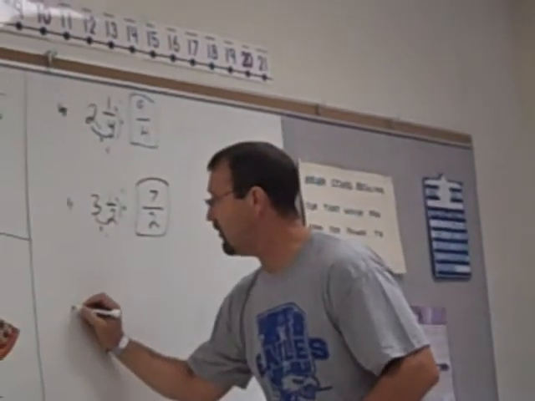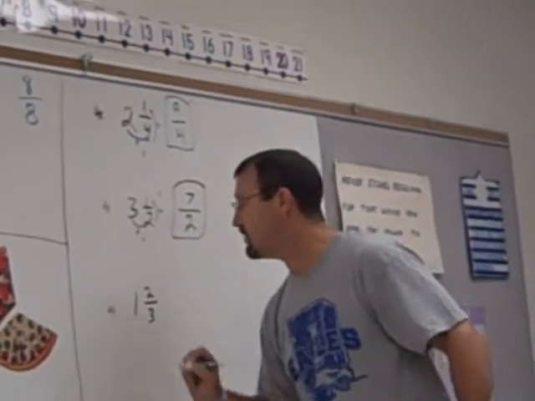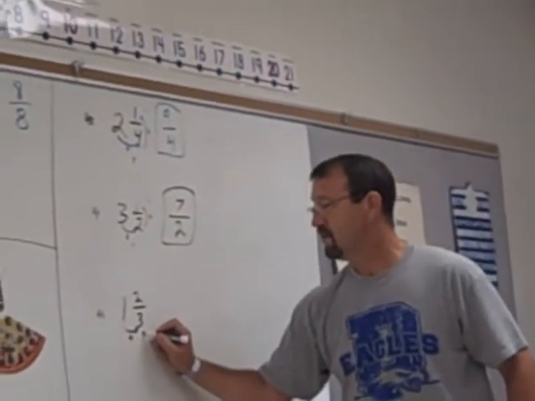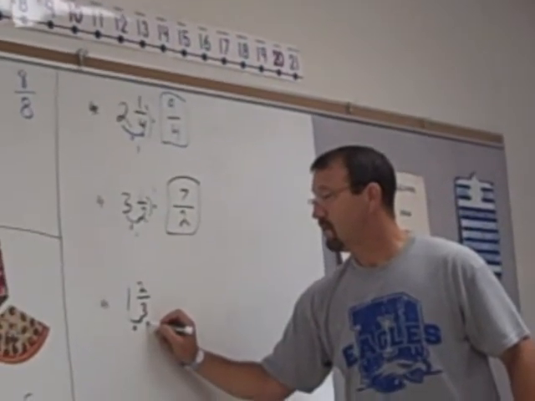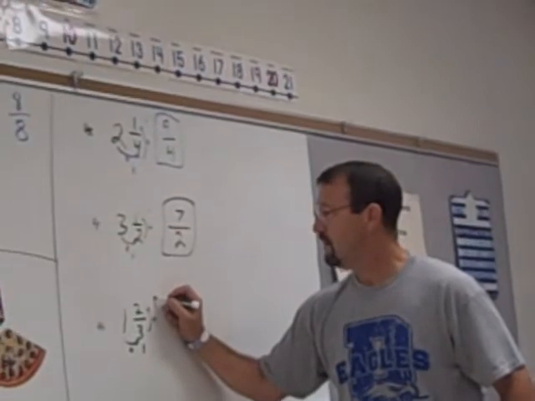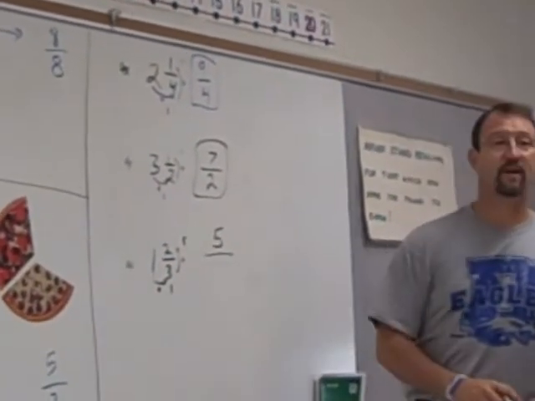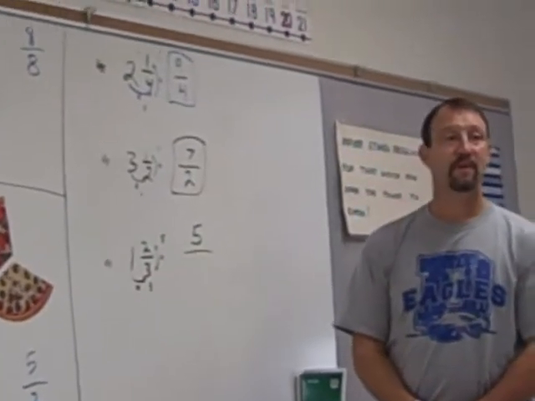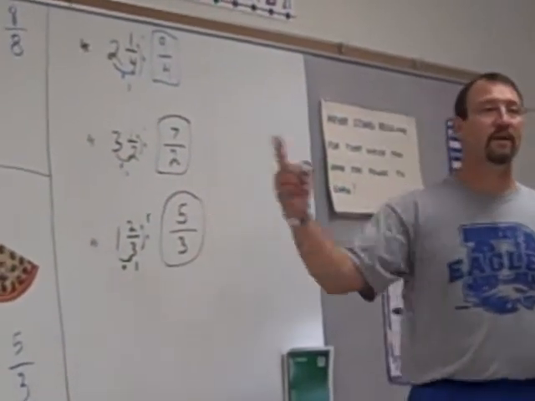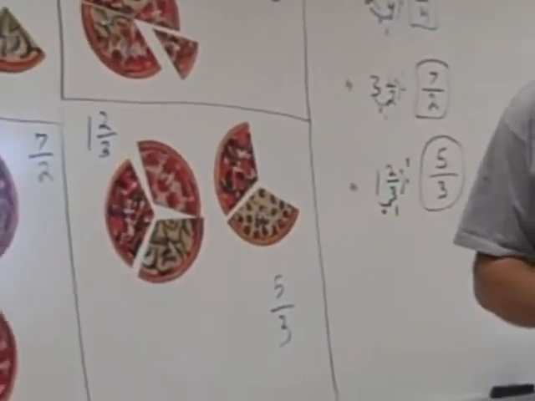Alright, let's do this example. 1 2/3. Loop times 3. Loop plus 5. Where do we put it? On top. Very good. What goes on the bottom? The original denominator, 3. Bam. Is that what we got a minute ago? That one took about 5 seconds.